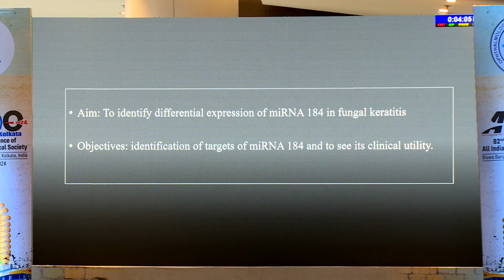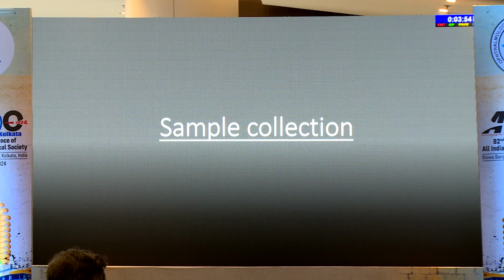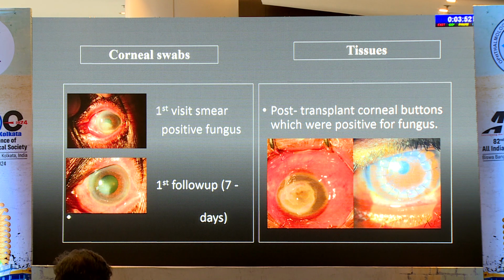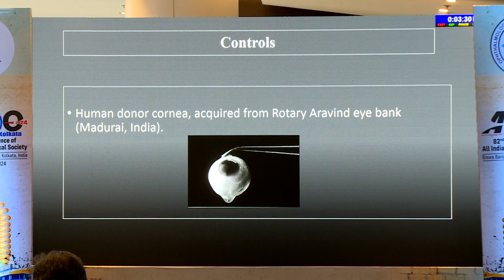So in our study, we aim to identify differential expression of miRNA 184, identify the targets of the miRNA, and validate by qPCR and see its clinical utility. For sample collection, we collected corneal swabs as well as corneal tissues. Corneal swabs were collected at the first visit when patients were smear positive for fungus, and after starting therapy, first follow-up corneal swabs were collected. For tissues, we collected post-transplant corneal buttons which were positive for fungus. As controls, we used human donor corneas acquired from an eye bank.